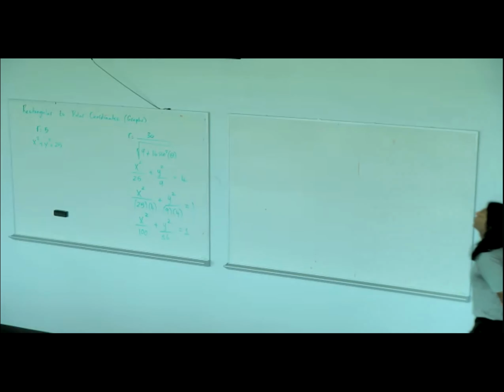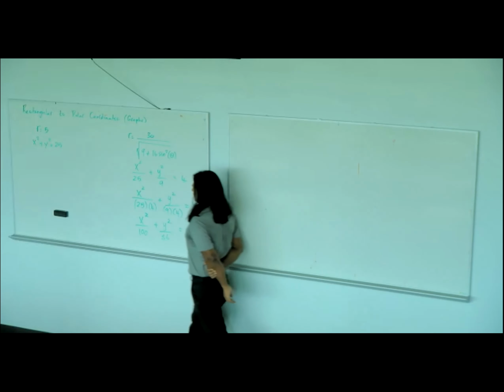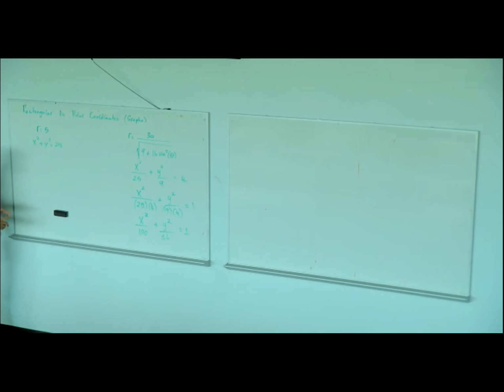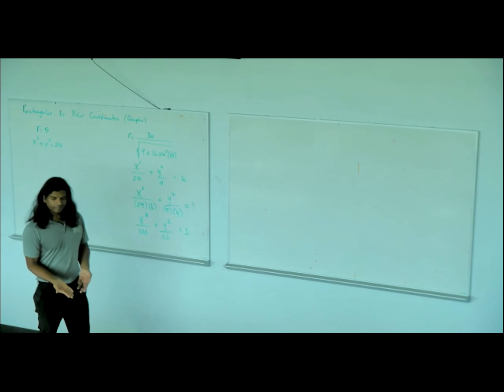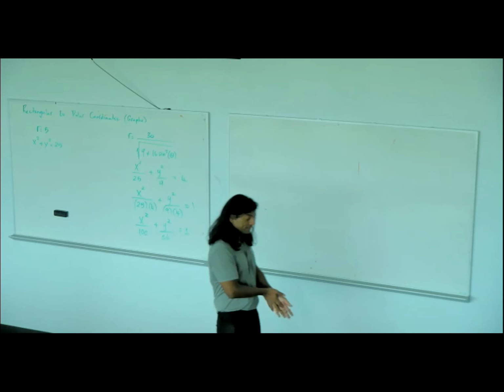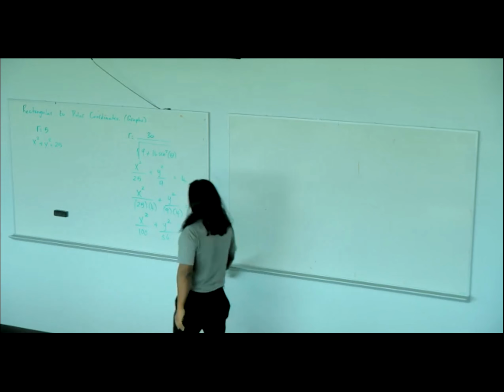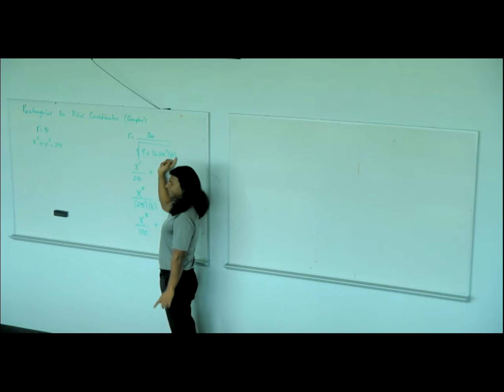So this is what we did last time. First, we converted rectangular coordinates to polar coordinates. But then I took two rectangular equations and converted them to polar equations. The difference is that a rectangular equation has x and y, while a polar equation has r and theta.